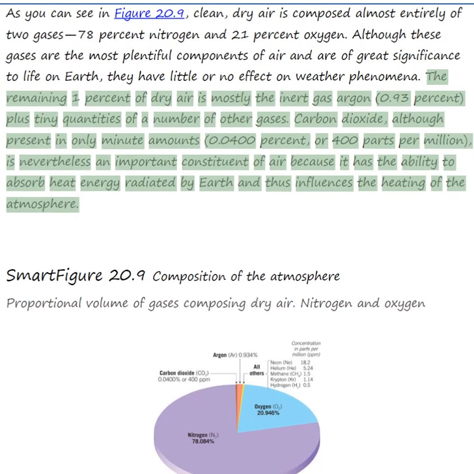The remaining 1% of dry air is mostly the inert gas argon plus tiny quantities of a number of other gases. Carbon dioxide, although present in only minute amounts, is nevertheless an important constituent of air because it has the ability to absorb heat energy radiated by Earth and thus influences the heating of the atmosphere.